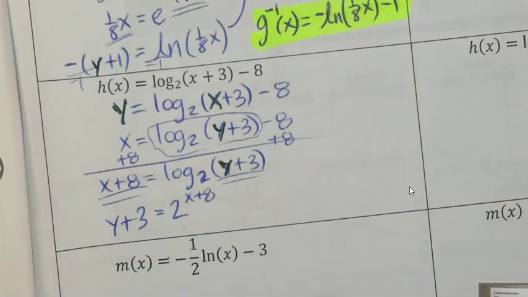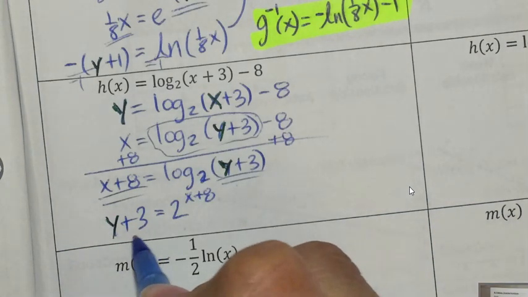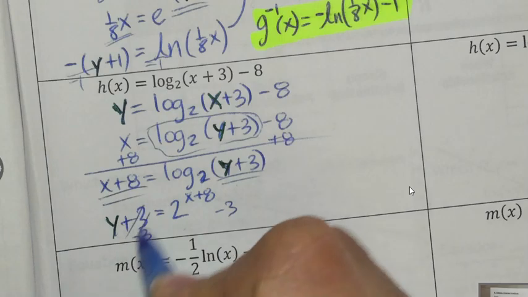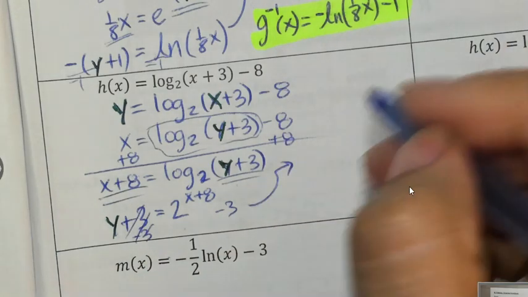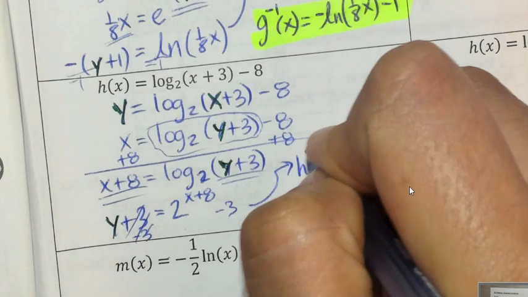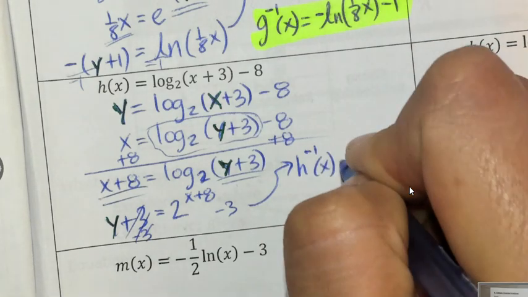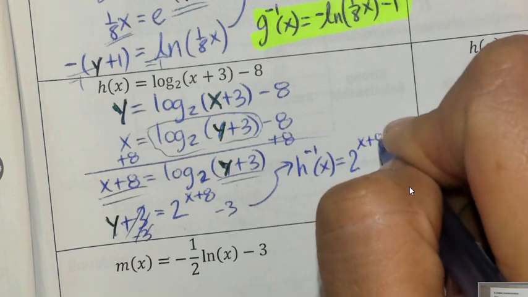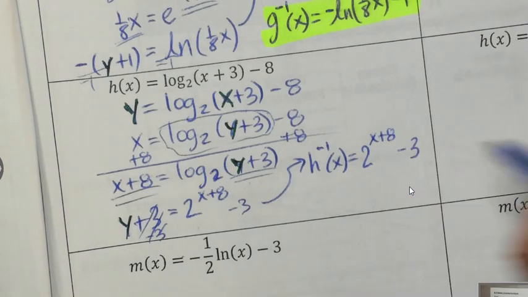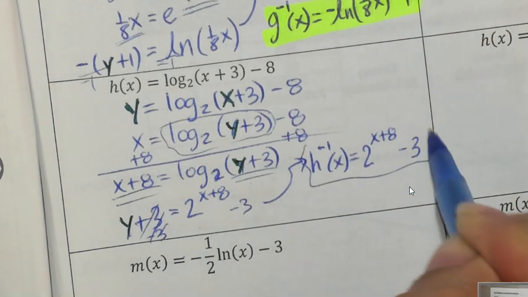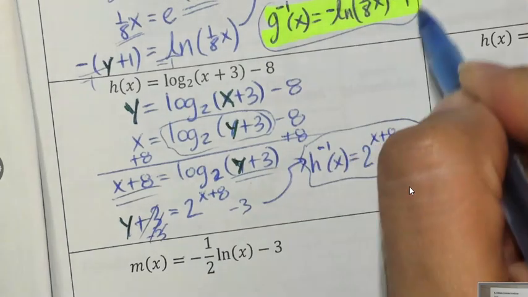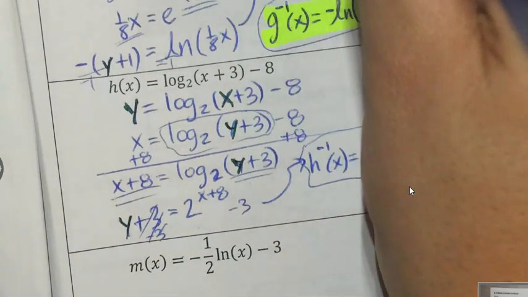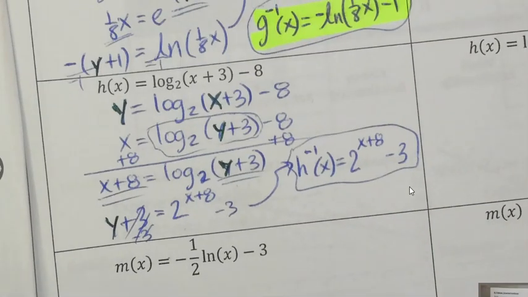So the last step here is to get the y by itself, which means we need to get rid of the plus 3, so minus 3 minus 3, that cancels, and we're left with the inverse of h of x equals 2 to the power of x plus 8, minus 3. So this is the inverse, and I'm going to go ahead and graph it just so we can see it.